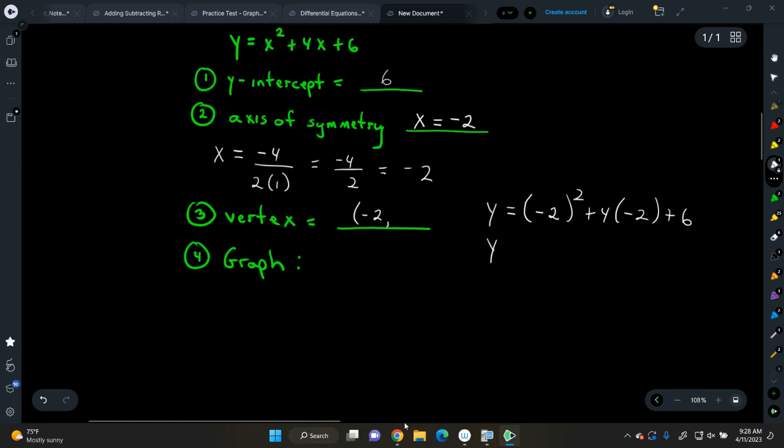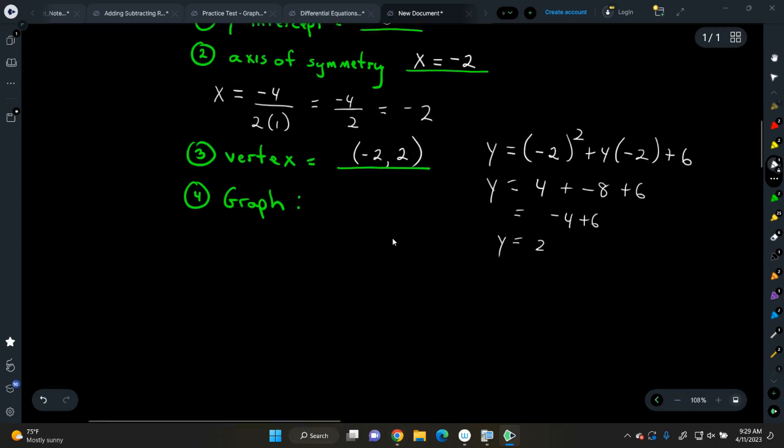Okay, so this is going to give me y equals +4 plus -8 plus 6, which is -4 plus 6, which gives me 2. So my vertex is -2, 2. Okay, and then we're going to go ahead and graph it.